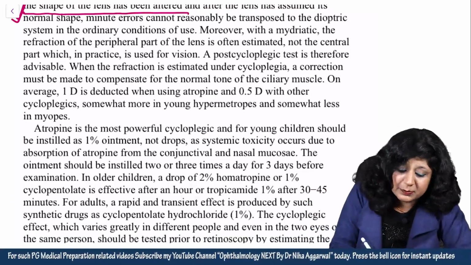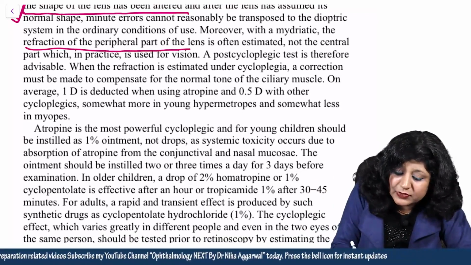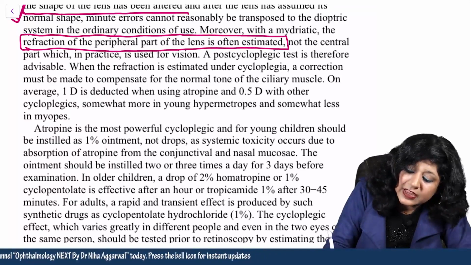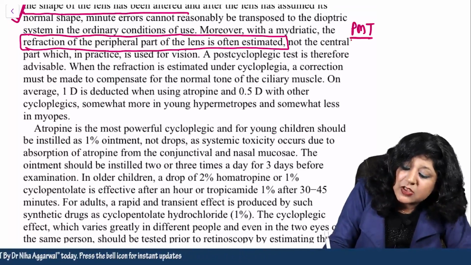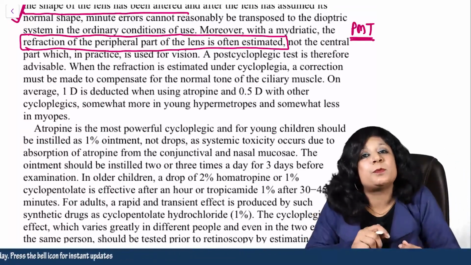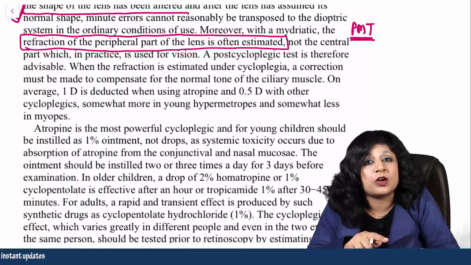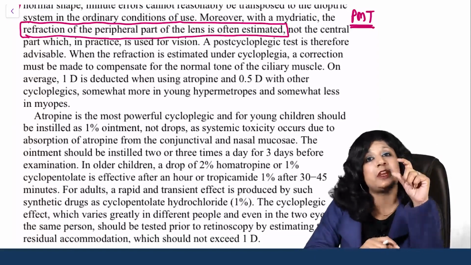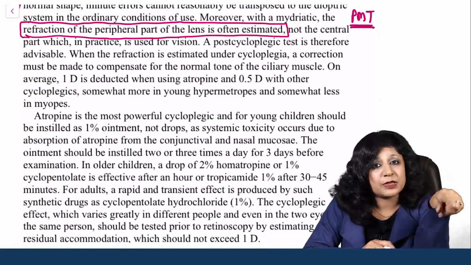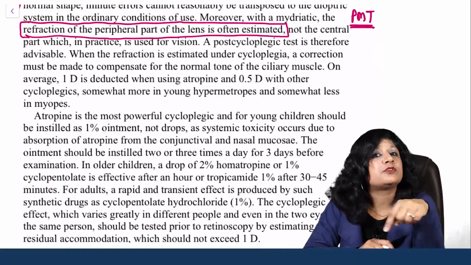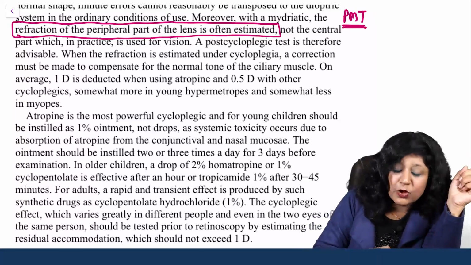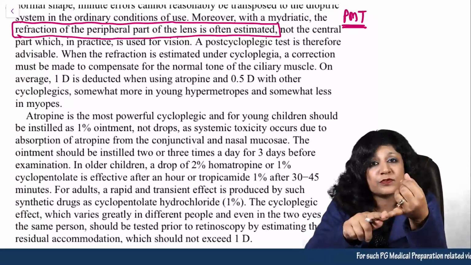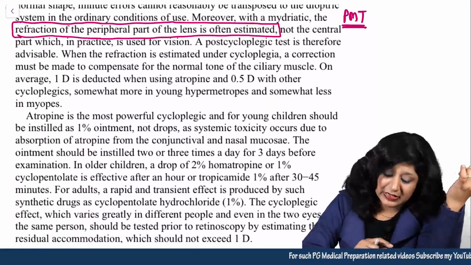Now, moreover, with the mydriatic, the refraction of the peripheral part of the lens is often estimated and not the central one. Another important reason why I require the PMT is that while you are doing the refraction with the pupil dilated, you are actually taking into account the periphery of the lens, which is not often required. We require the central part. But with the pupil dilated, you are getting the refraction of the periphery too. So you have to wait for the pupil to come back to its normal shape. You are considering the center of the lens, and also the shape of the lens is normal.